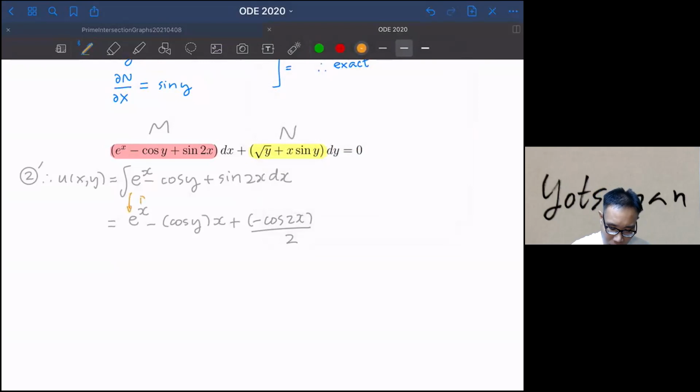You're going to take the derivative with the opposite variable. You are integrating with respect to x, so you differentiate with respect to y instead. Differentiating e to the x with respect to y, you get 0. Differentiating the cos term, you get negative sin y times x. Differentiating the last term with respect to y, you again get 0. And you see that this is what you have here. So this is your second step.